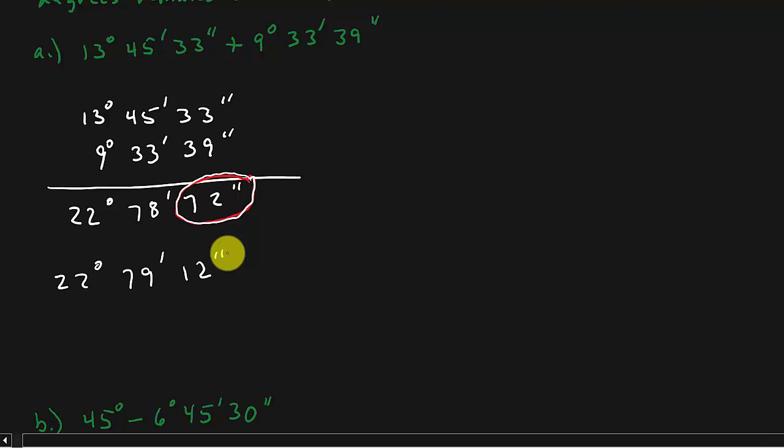So I took 1 minute out of this. What's 1 minute? That's 60 seconds. You see that? So I take the 60 seconds out, and that becomes 1 minute, and I add it to this. So one minute plus 78 minutes is 79 minutes. But to take that minute out of the seconds, that's like taking out 60 seconds. So 72 minus 60, that's where I get the 12 from.